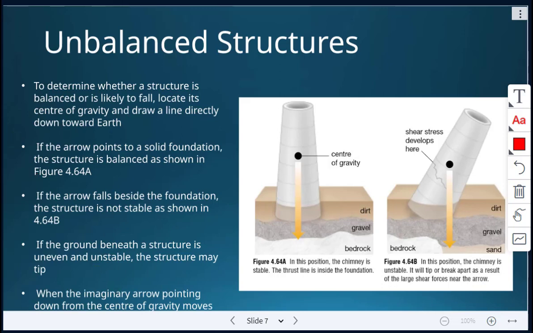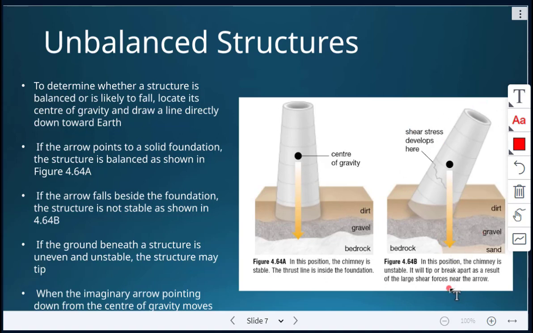So next we're looking at unbalanced structures. To determine whether a structure is balanced or if it's going to fall, we would locate its center of gravity and draw a line directly down towards Earth. If the arrow points to a solid foundation, the structure is balanced. That's what we see here. This is a chimney, and this is showing it's a stable structure. Here, if the arrow falls beside the foundation, the structure is not stable. That's what we see here.